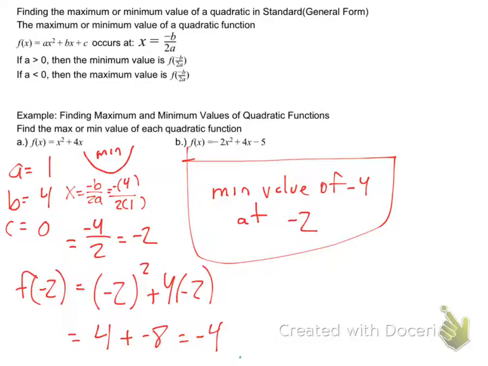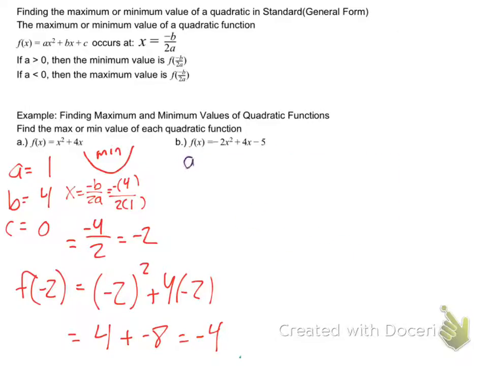What's A? It's 1. What's H? Negative 2. What's K? You guys should be able to write y equals A times the quantity x minus h squared plus K. Any questions to that?